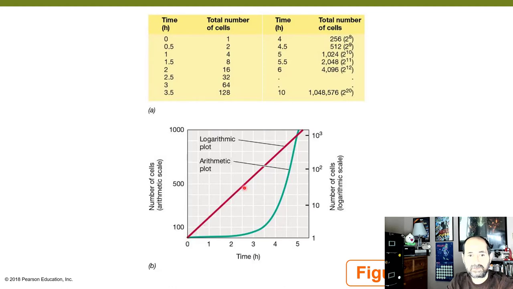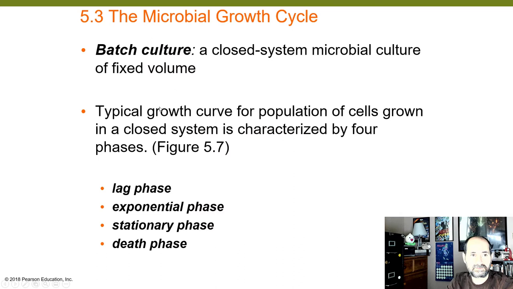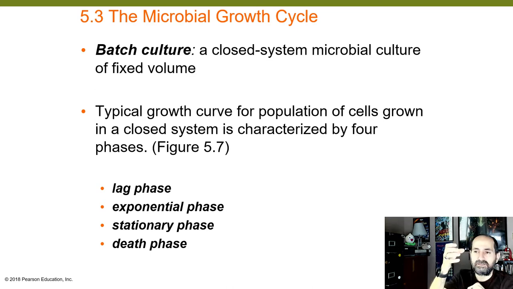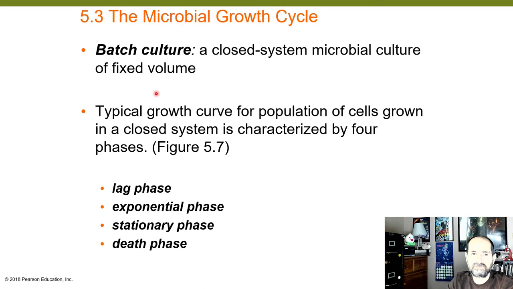Okay, again, this is a logarithmic growth of bacterium. Now, let's talk about bacterial growth in a batch culture. A batch culture means a closed system microbial culture of fixed volume. So imagine if I were to put some bacteria inside of a flask, like a 1 liter flask of TSB broth. That would be an example of a closed system of microbial culture of fixed volume.